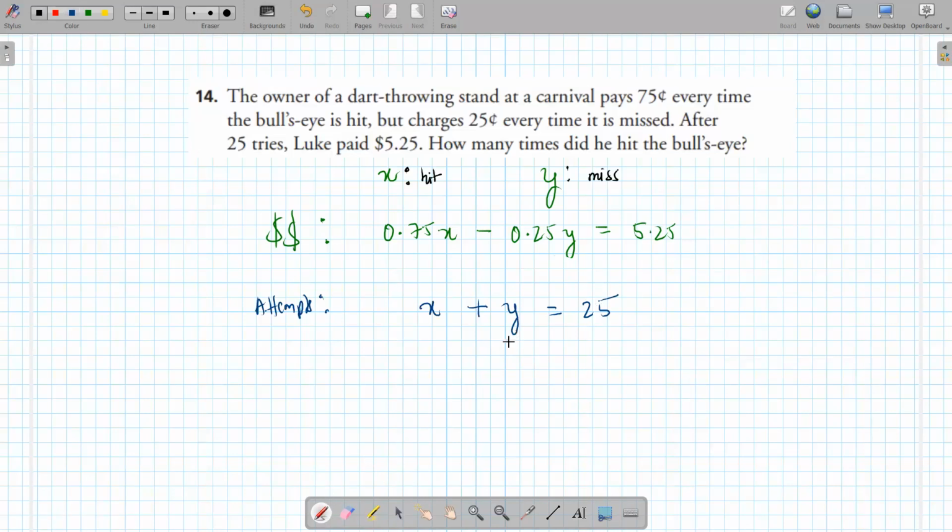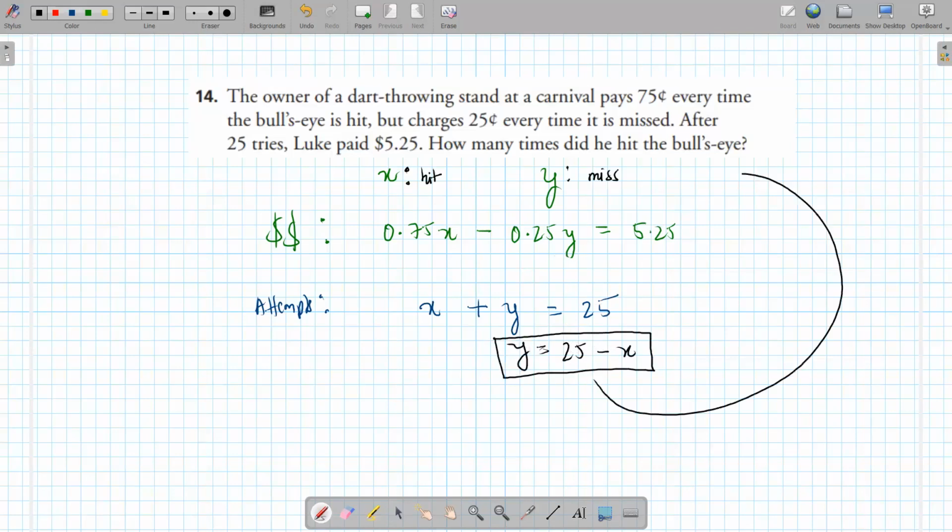Check this out. I'm going to throw the x to the other side, so you get an equation for y, okay? y is going to be 25 minus x, and I'm going to plug this in as y up here. If I do that, I get one equation with one unknown. So it looks like this: 0.75x minus 0.25, okay? Now this is called a substitution. We're going to replace y with 25 minus x, and this is going to equal 5.25.